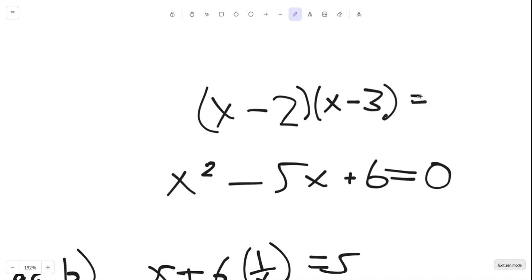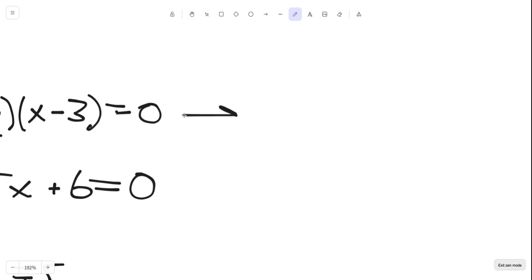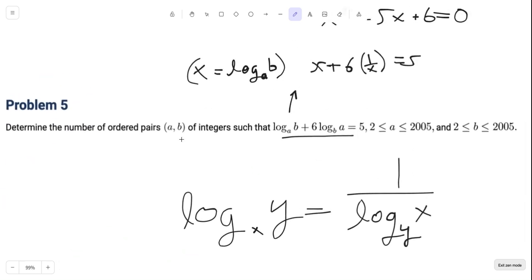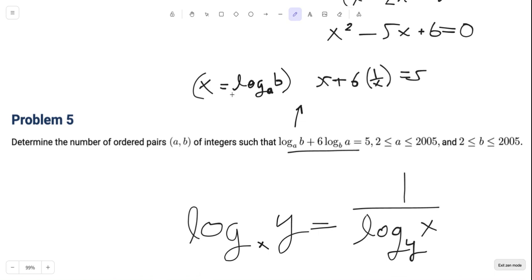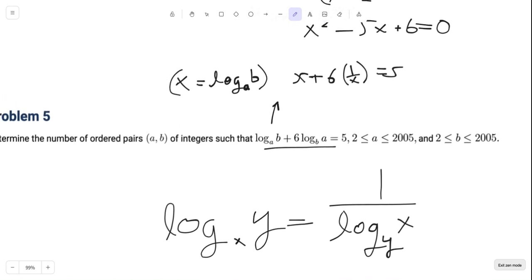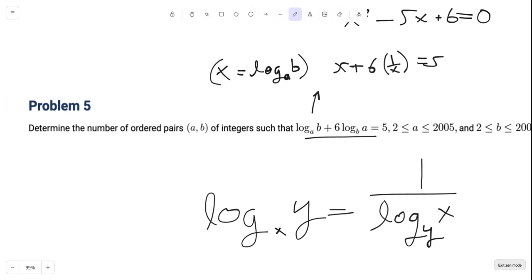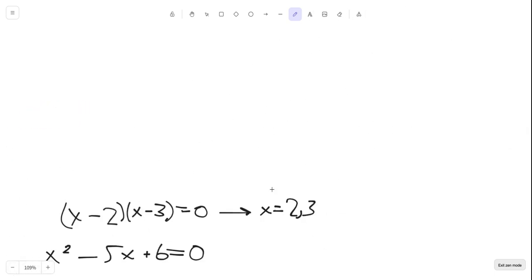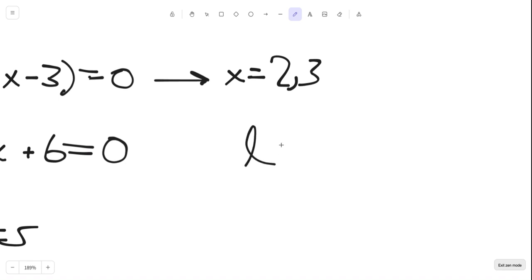Alright. So that gives us the two solutions. Alright. So we found the value of log base a of b. So now what? We have two restrictions. We have a and b, both are between 2 and 2005 inclusive. So we have to find the number of ordered pairs of integers that satisfy this. We can plug in now for x.